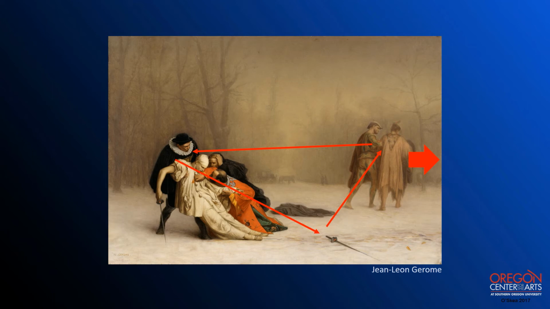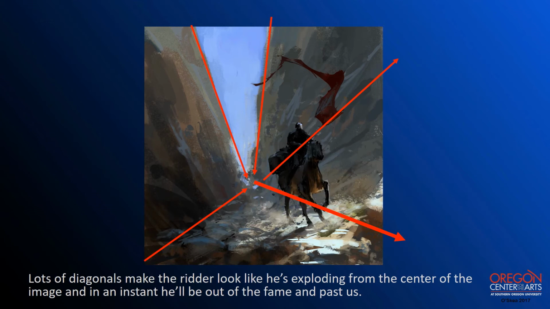The other guy is near the edge of the composition. There's a lot going on here in terms of tension. Lots of diagonals can make an image look like it's bursting outward. So here's again radial symmetry in a sense.